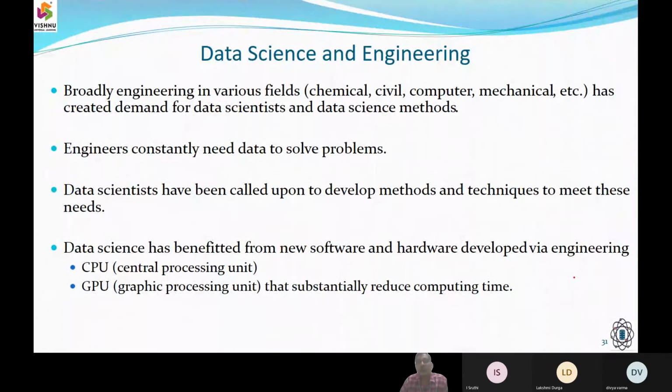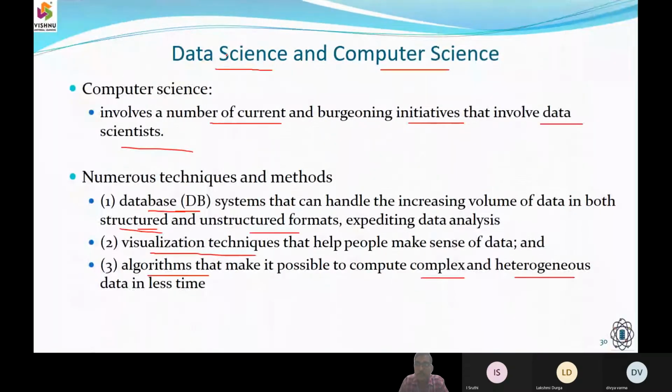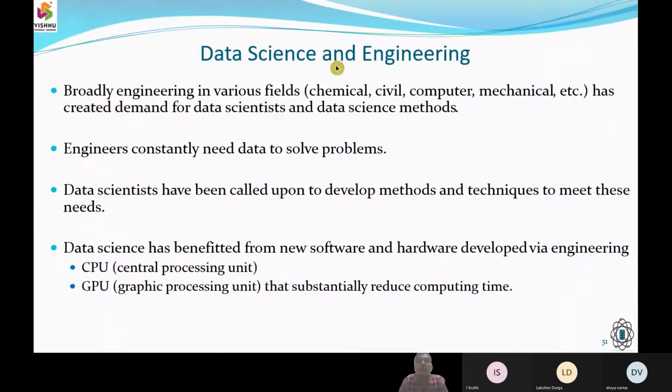So what about data science and engineering? It was mentioned clearly that data science is not configured only as a relationship between computer science and data science. It is going to be blended along with data science and the engineering domains. Engineering domains like chemical, civil, mechanical, any type of domain can be used with data science.